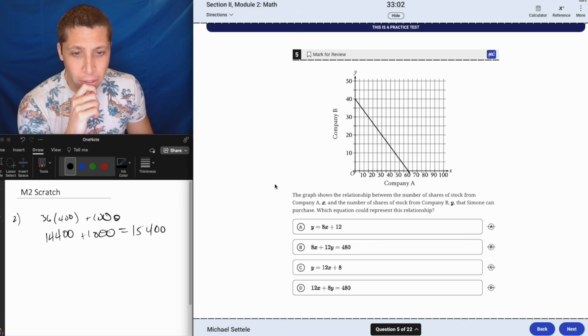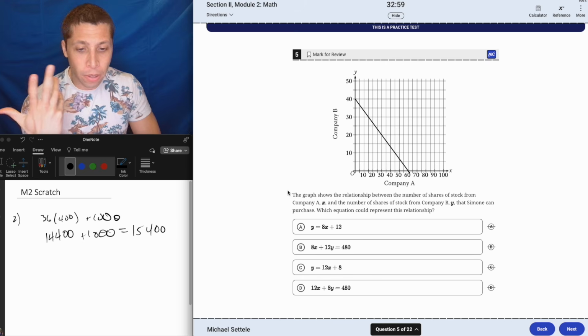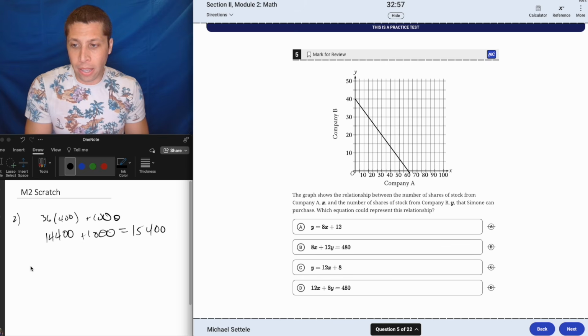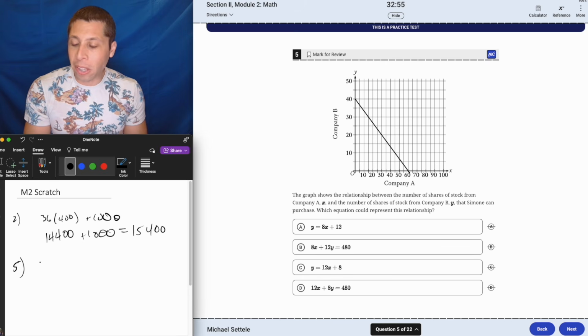Ooh, this question looks familiar. The graph shows a relationship. All right, regardless of whether it looks familiar, regardless of whether I've done this before, you've got to be able to recognize the plug points into equations when you see it, right? I mean, we have points. Let's just start with the easiest one. Let's start with 0, 40, the y-intercept.